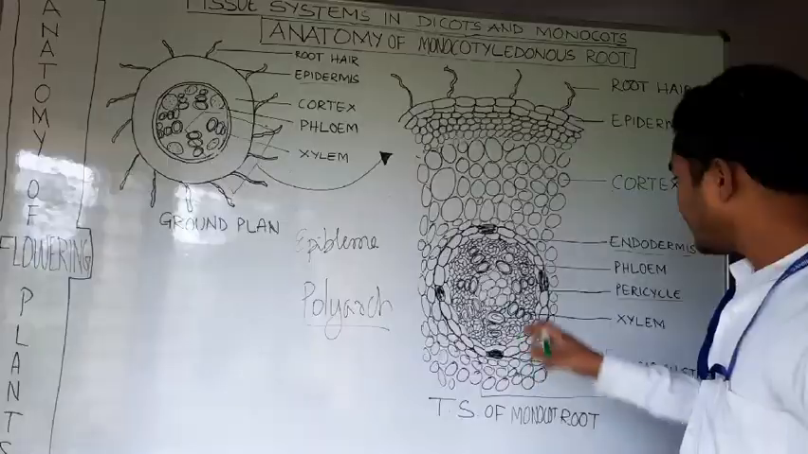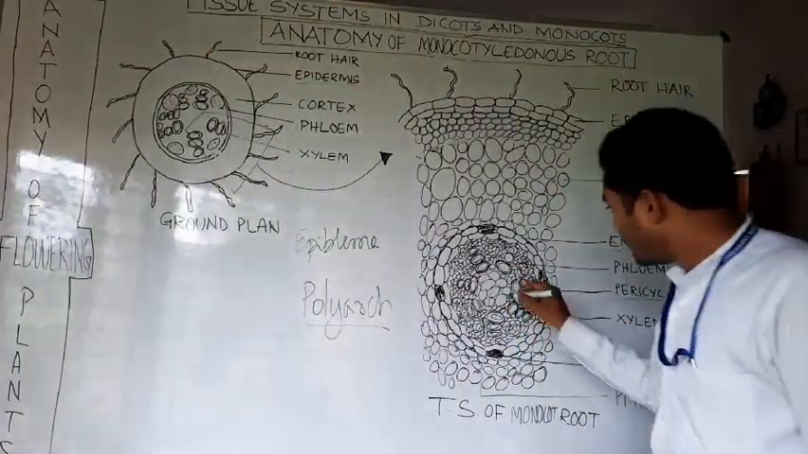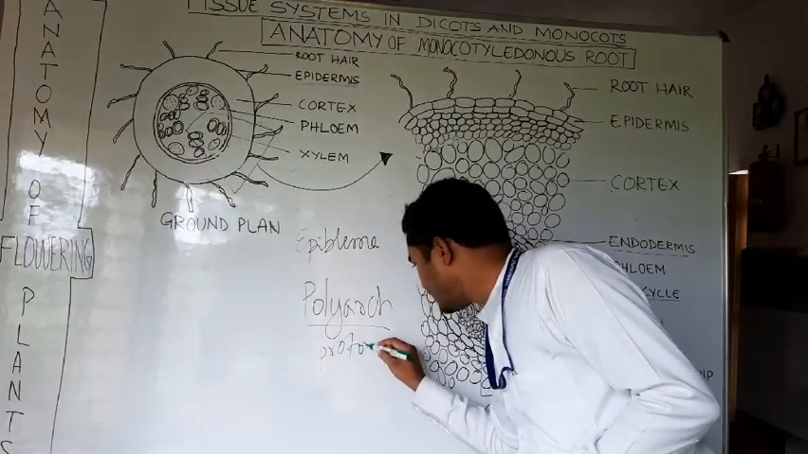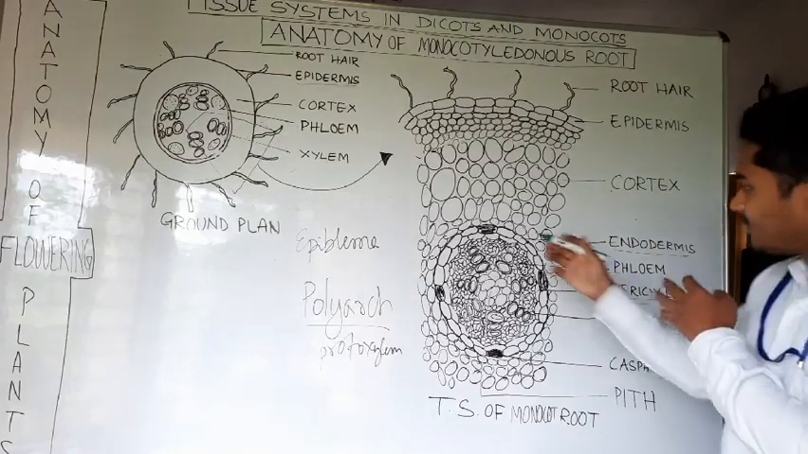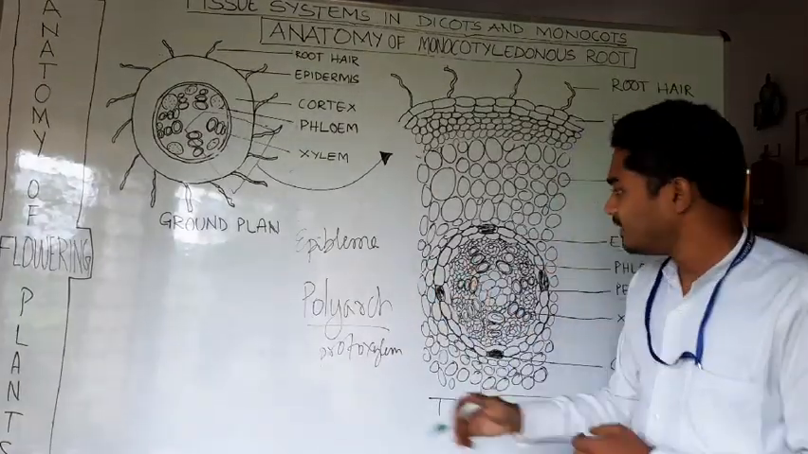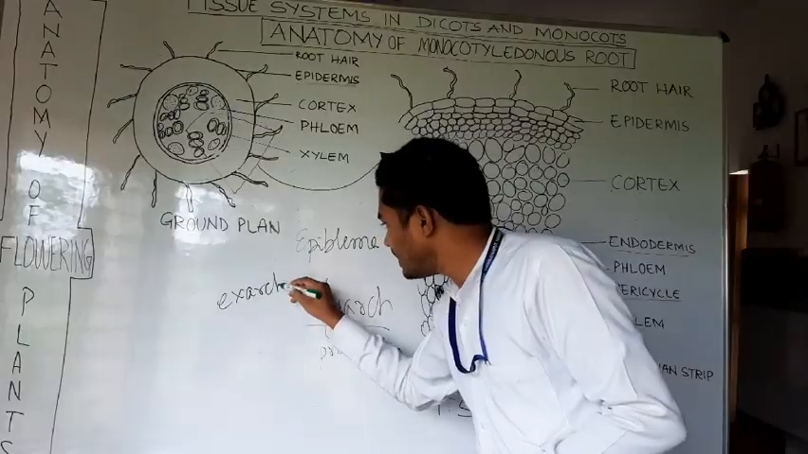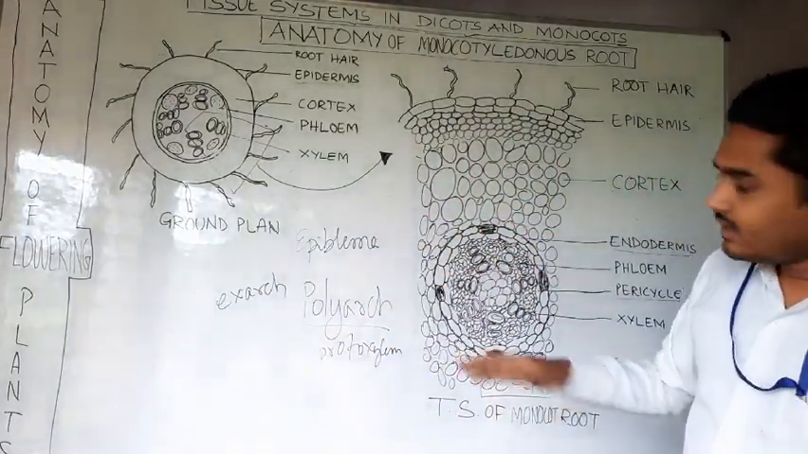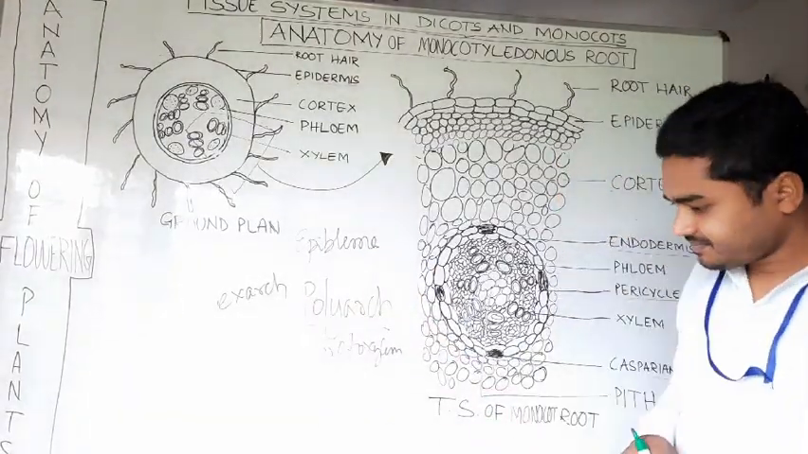And here also the arrangement of xylem is important. The first one, the protoxylem, just remember, is found towards the periphery, and that's why it is in the condition known as exarch. So here in monocot roots also the arrangement of protoxylem is of exarch type.